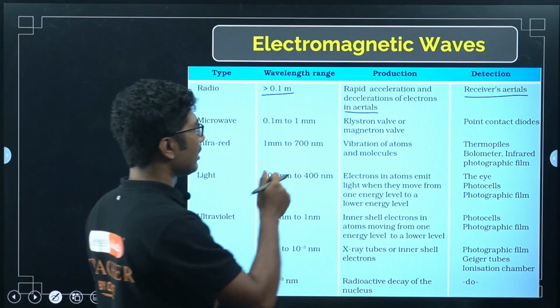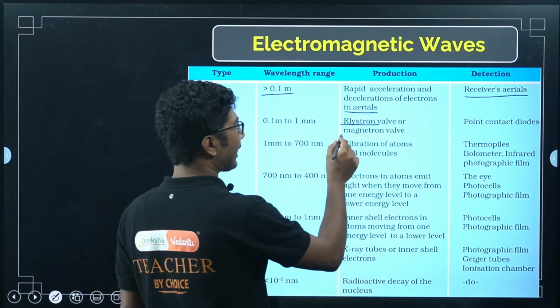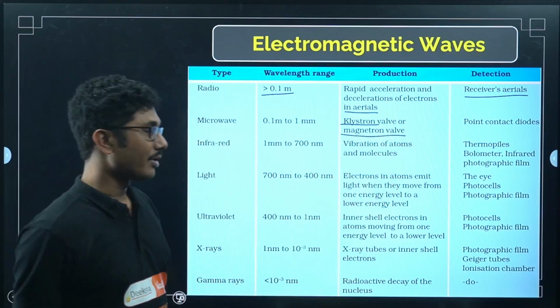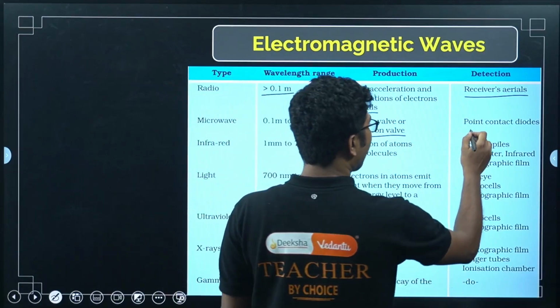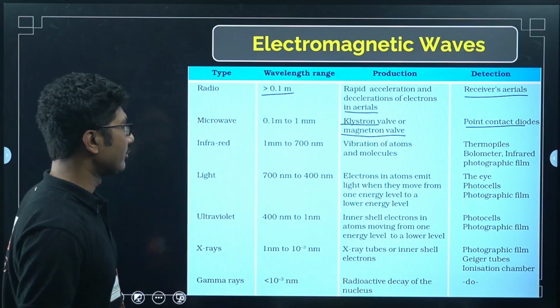Okay, so there is a crystal, klystron valve or magnetron valve. Magnetron is the one which is used in our day-to-day ovens. Point contact diodes can detect them. These are the few information bytes that you need to remember.